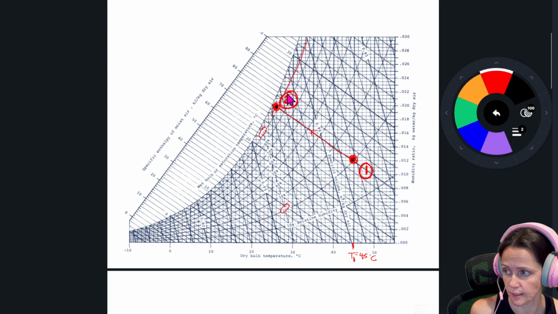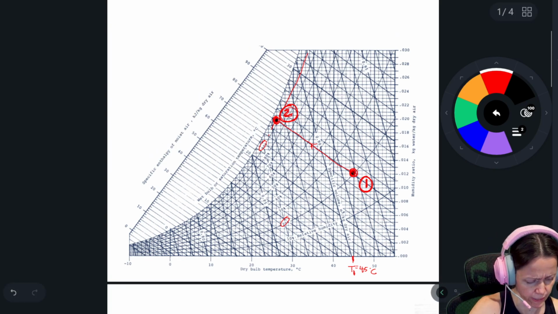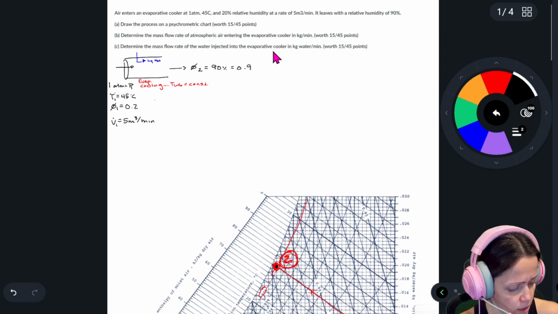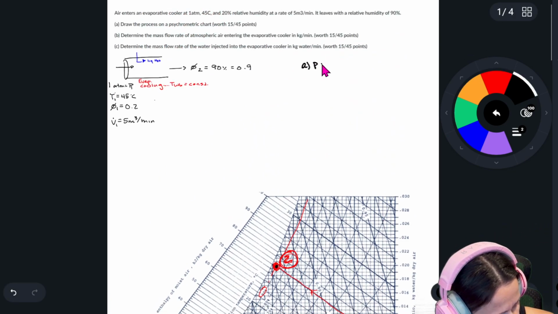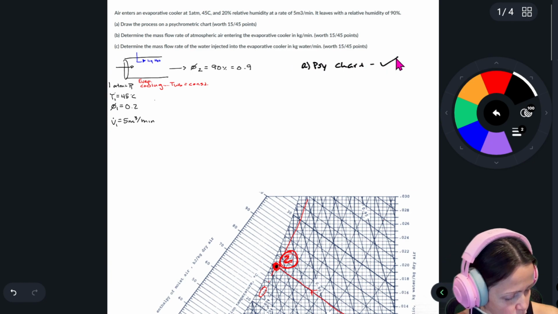So I've done the first thing, right? I've drawn it on a psychrometric chart. And then the next thing I'm supposed to do is figure out, psychrometric chart, done. Check.